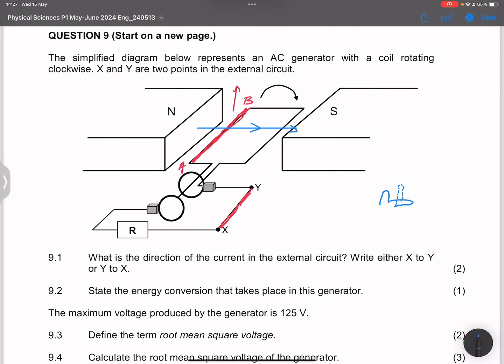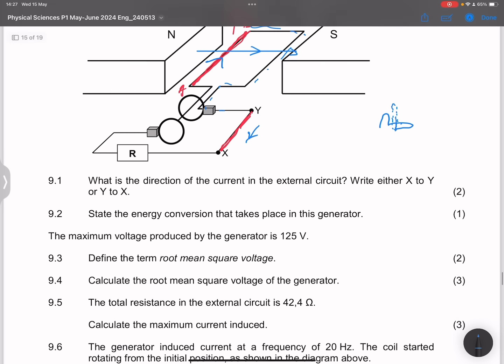I'm just trying my level best. I always say, if need be, I can try to save my own life with the drawing. So there it is. That would be your middle finger, pointed in that direction. So what does that show you? It shows you that current would be going from A to B. And if it's going from A to B, then it would be going from Y to X, because it's circulating like that. So that is it there.